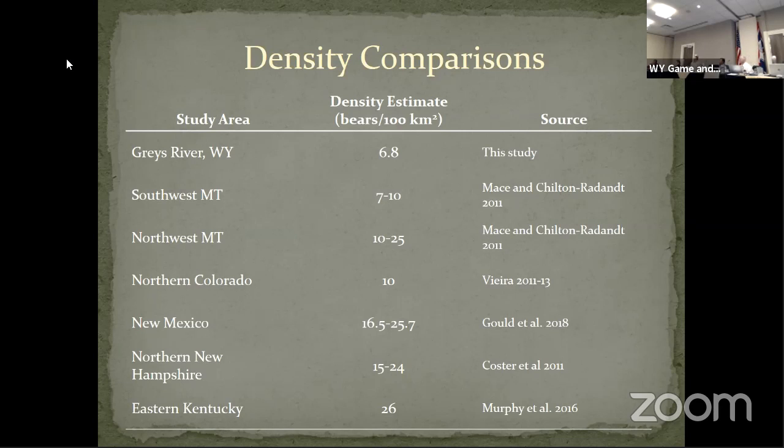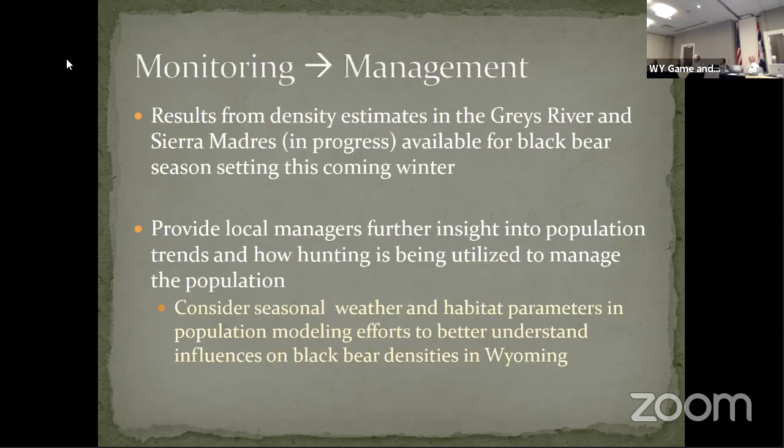Again, the results will be used. We'll be setting black bear seasons next winter. We'll have the Sierra Madre data available for next winter. It provides local managers that insight, and again, it's very collaborative. We get the regional people to help. The Western Bear Foundation donated $20,000 to put out collars for this summer.